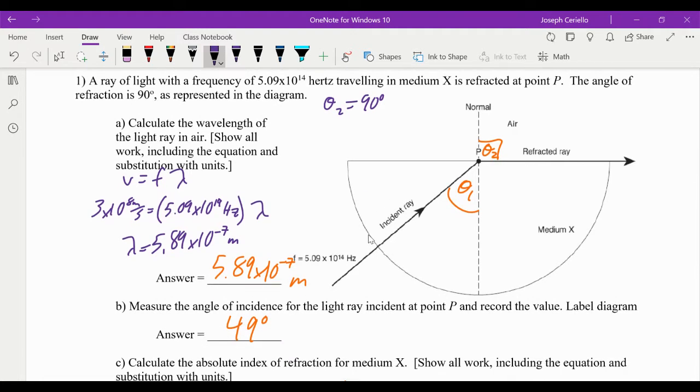Measure the angle of incidence. So make sure you're able to do that. Theta 1 there should measure about 49, 50 degrees or so, give or take a couple degrees. You shouldn't be getting 40 degrees. That would be the wrong angle. That would be the complement to that angle. So make sure you're able to measure that fairly accurately.